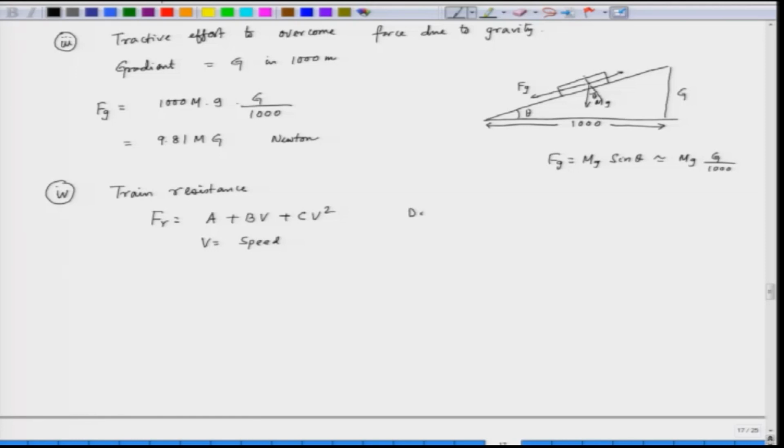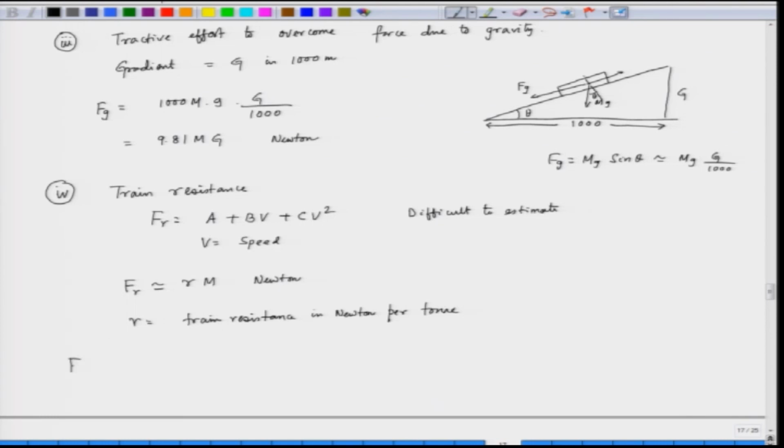So, the train resistance is approximated as, since this is difficult to estimate, we say that the train resistance is approximately equal to R into m Newton, where R is the train resistance in Newton per ton mass. So, this is the train resistance.